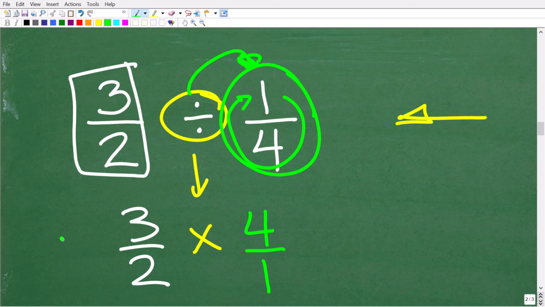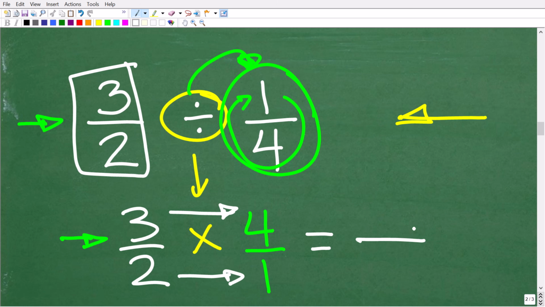Okay, so now this right here is a multiplication problem, and it's equivalent to this division problem right here. So now that we know how to multiply fractions, we can easily get the answer, because all we have to do is multiply the respective numerators and denominators. Okay, so 3 times 4 is 12 over 2 times 1 is 2. So 12 divided by 2 is 6, which is our final answer.